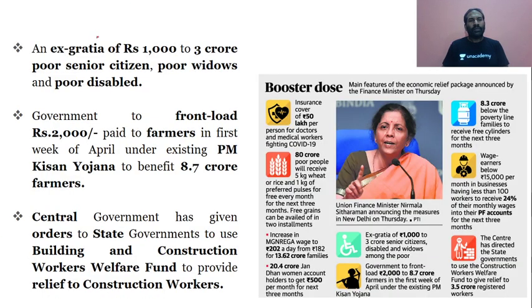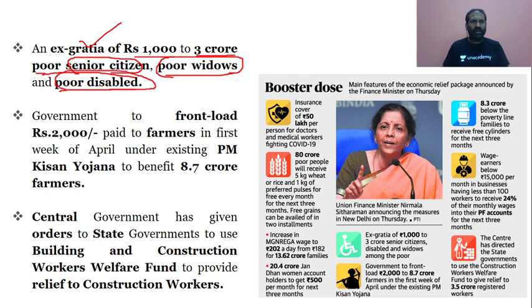And there is also an ex gratia of rupees 1000 to 3 crore poor, that is 1000 rupees to poor senior citizens, poor widows and then poor disabled. So they have looked into various sections of people, vulnerable sections, women and also the health workers, and also the senior citizens, and also the poor widows, and also the disabled. So the government has done a very good exercise, trying to make sure that most of them, or everyone, is included in the recovery package.